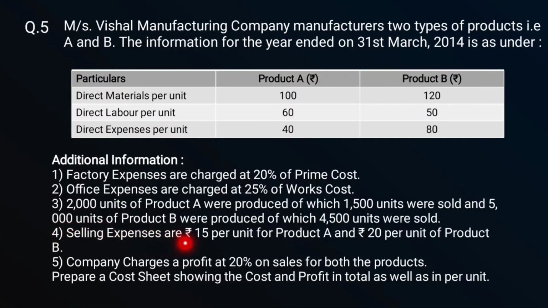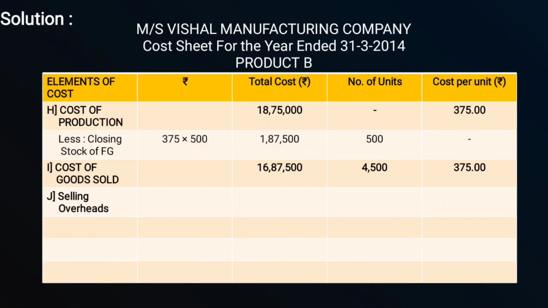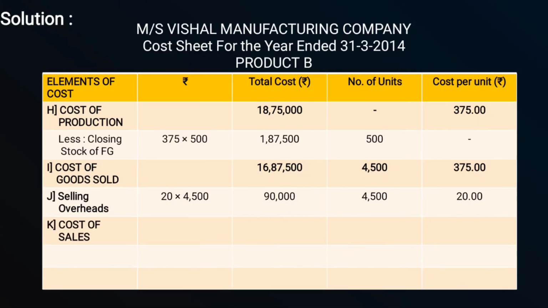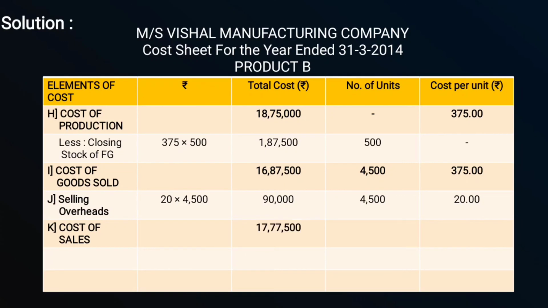Next, selling expenses are rupees 20 per unit of product B. So selling overheads will be 20 per unit into 4,500 units. So the total cost of selling overheads will be rupees 90,000. Number of units will be 4,500 and cost per unit will be rupees 20 per unit. Part K, cost of sales. So the total cost of sales amount will be rupees 17,77,500. Number of units will be nil and cost per unit will be rupees 395 per unit.